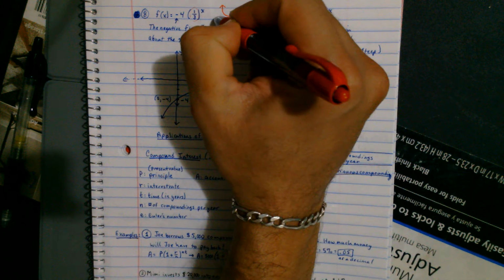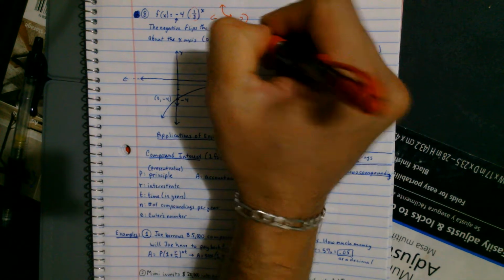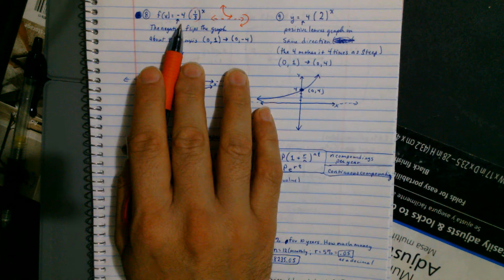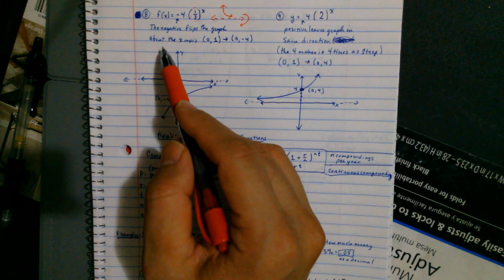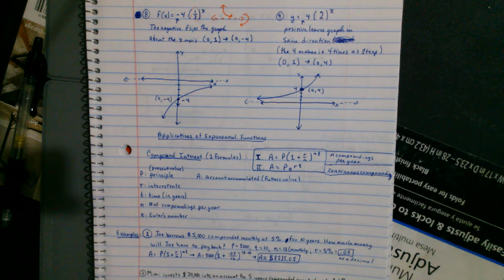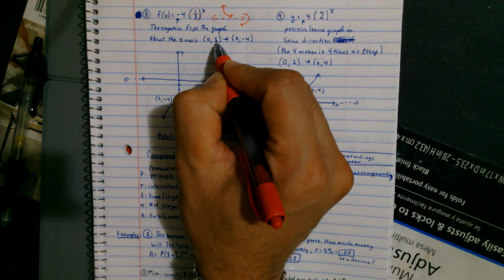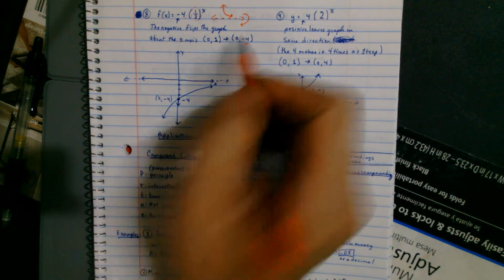But when you reflect it about the x-axis, because that's a negative, it flips downward. So normally it'll be kind of right here, but you flip it downward. And so the point (0, 1) changes to this number, (0, -4).